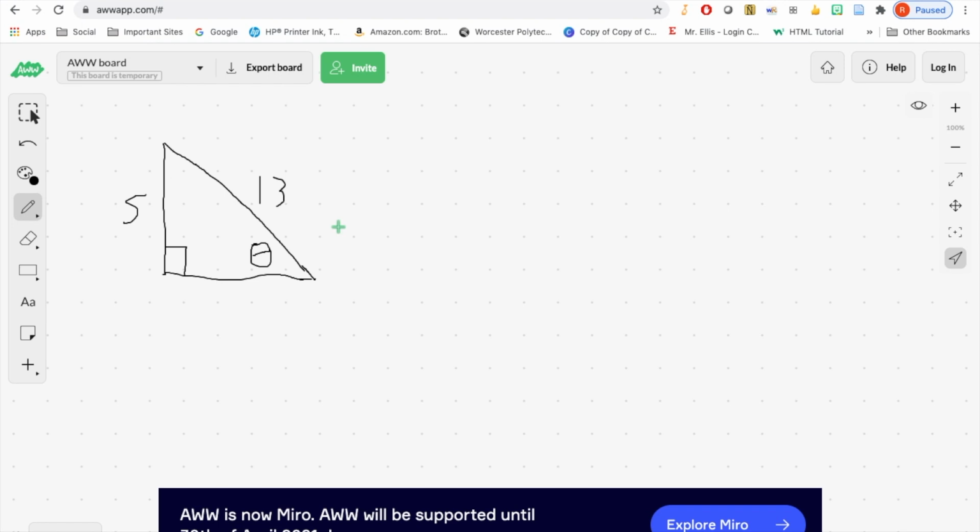So here's a problem. If we know that the cosine of theta is going to equal 12 over 13. And this is going to seem like a very easy problem, but I want to make sure that we have this concept reinforced. Then what is our missing side here?